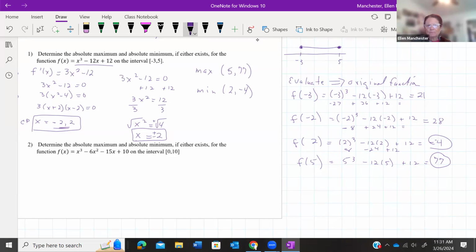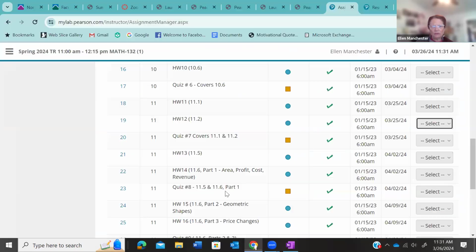Okay. So this process is going to be all part of our optimization problems. All right. We don't have to do the test charts anymore. We don't have to graph them anymore. We're just evaluating the endpoints of our domain and the critical points to see where our maximum and our minimum is. Okay. Now, in MyMathLab, let me show it to you just so you see it.